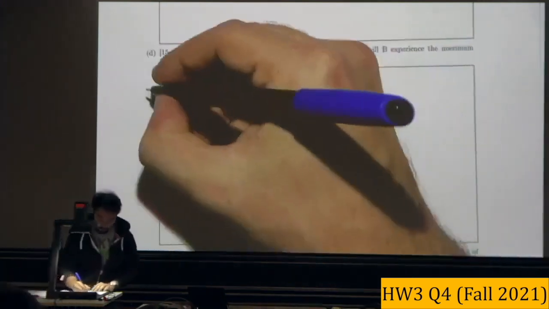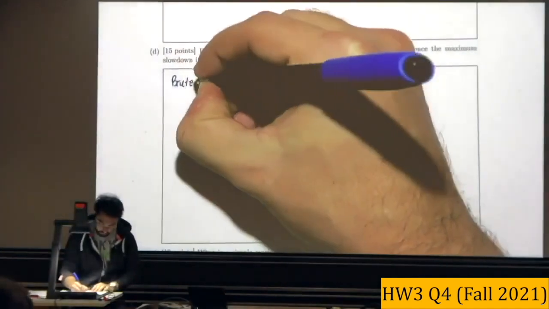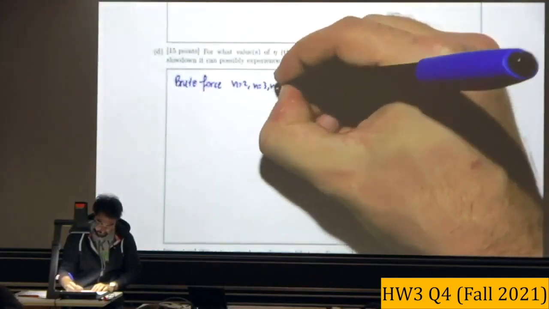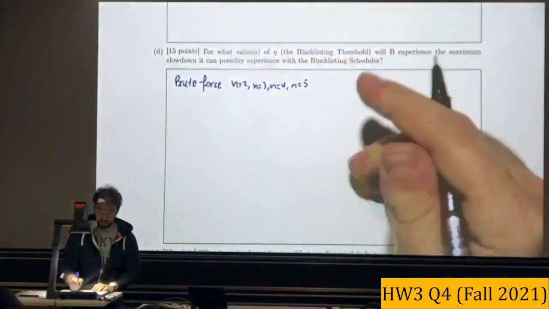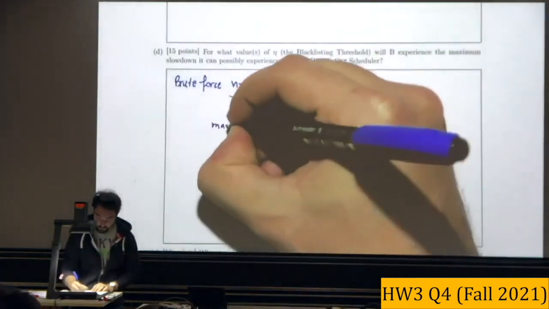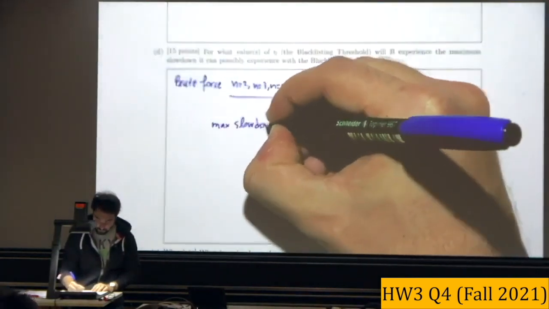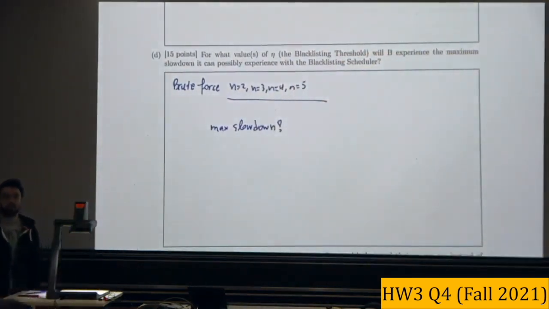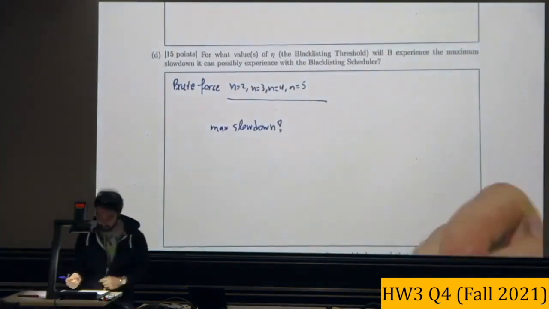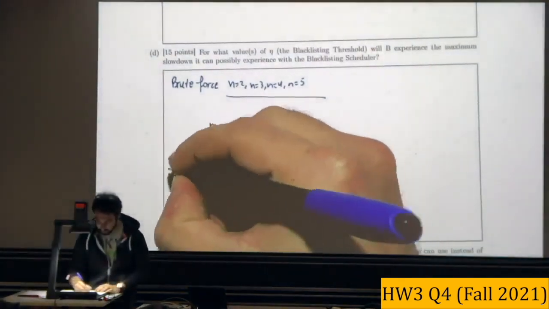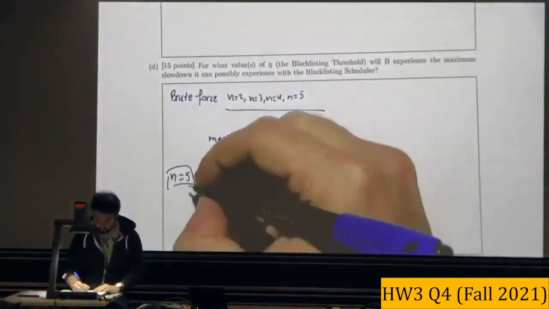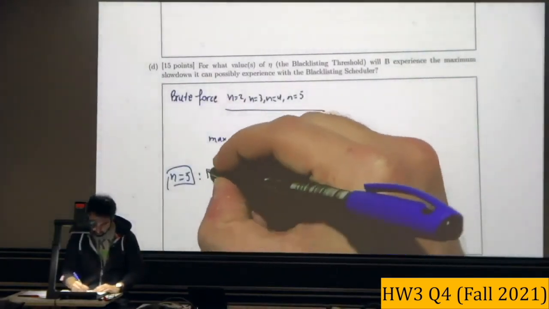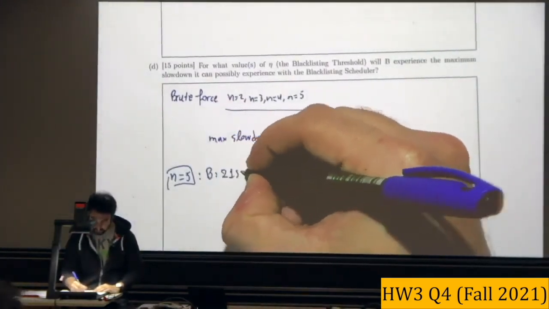So you need to brute force n equals 2, n equals 3, n equals 4, and n equals 5 to see which of these numbers give the maximum slowdown. Is this clear to everyone? So in this case it's n equals 5. If you execute with n equals 5, then you get the maximum slowdown for application B, that is 2150 cycles.